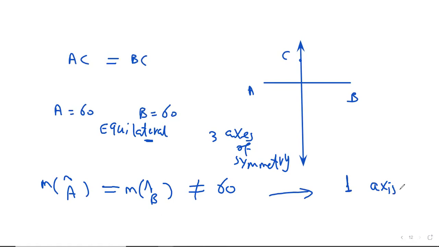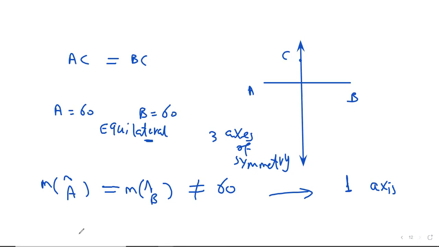If the measure of one angle of the right angle triangle is 45, then the number of axes of symmetry is 1, because the triangle is going to be isosceles triangle, and the isosceles triangle has only one axis of symmetry.